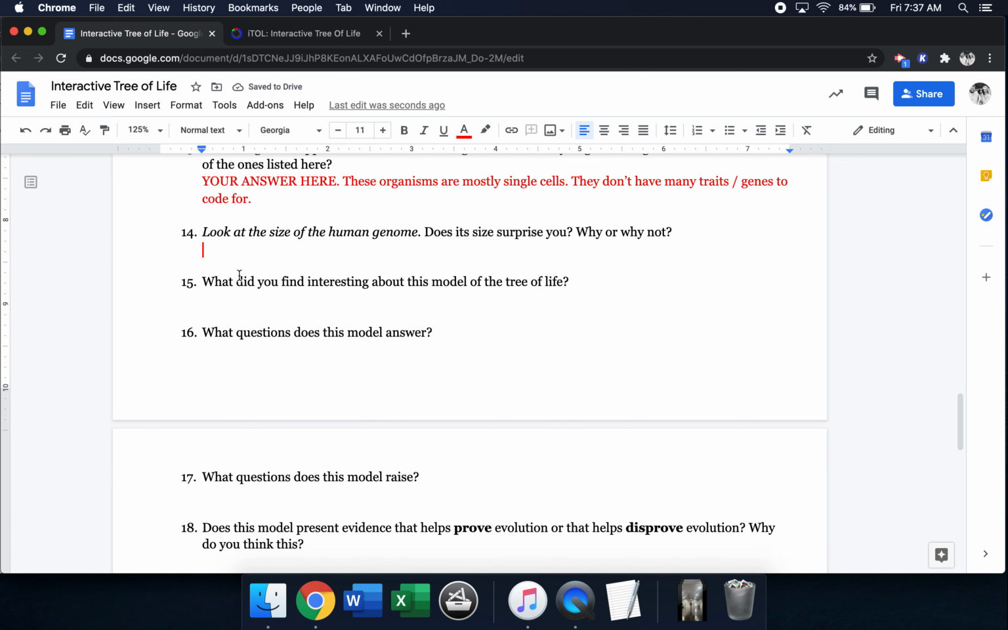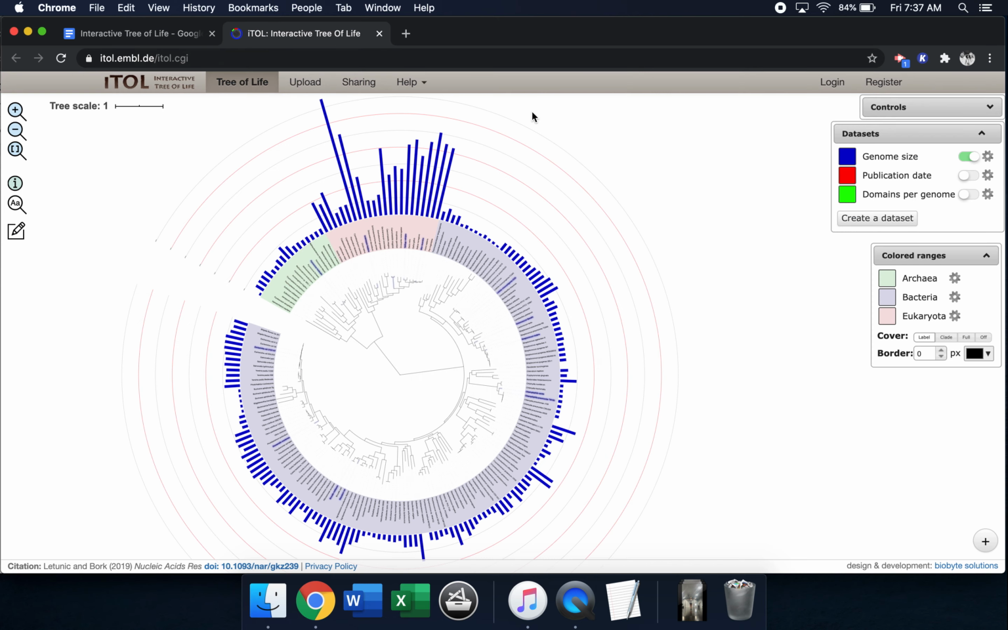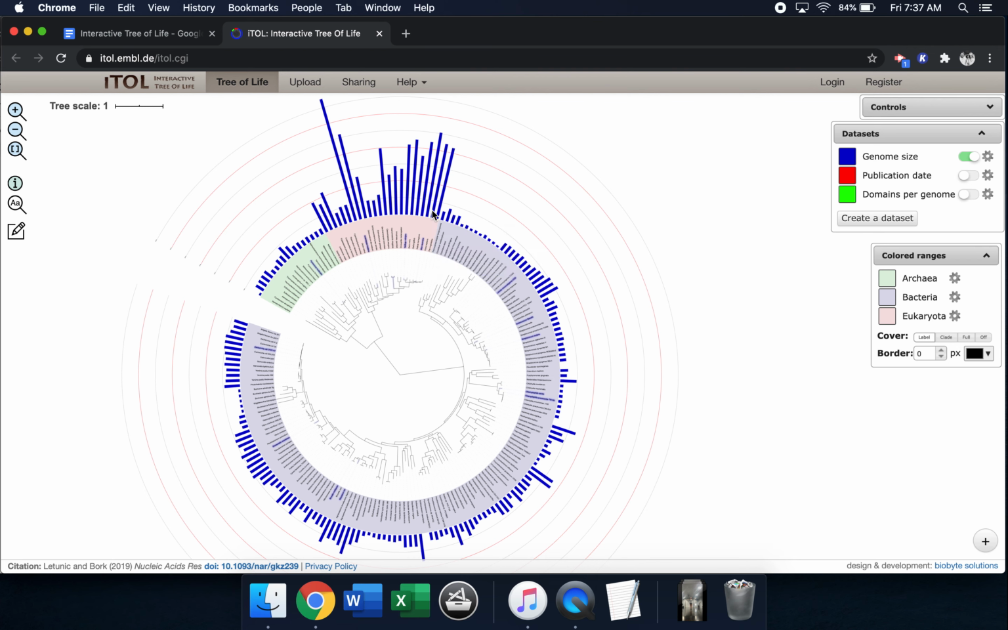All right, then it wants me to look at the size of the human genome. We're almost done. Does this size surprise you? Why or why not? So humans are here, Homo sapiens. So it's definitely not the largest, but it's not the smallest either. It's sort of in the middle.